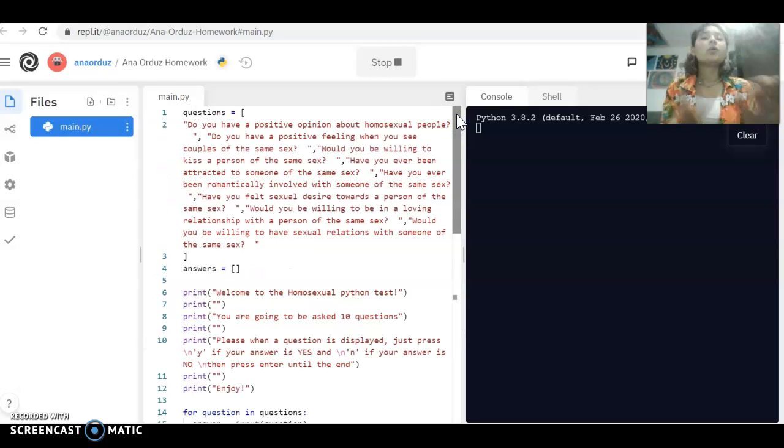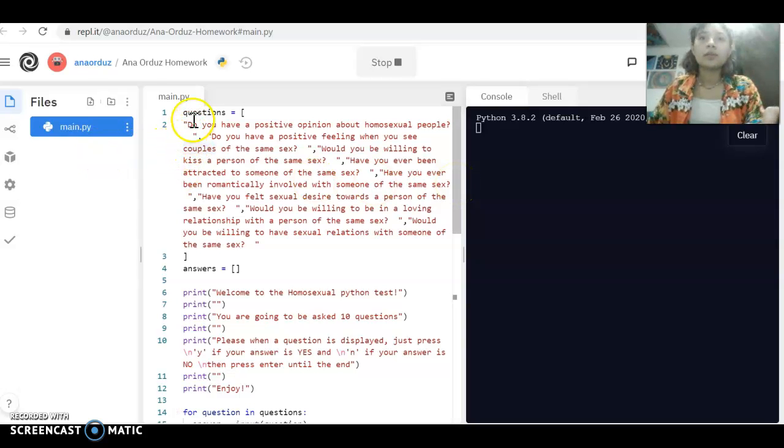Okay, teachers, so basically what my code does is a sexual orientation test. There are 8 questions, and my code is going to ask you these 8 questions, and depending on the number of yes or no answers that you have, it reaches a conclusion about whether you are homosexual or heterosexual. Okay, so I'm going to explain the code right now.